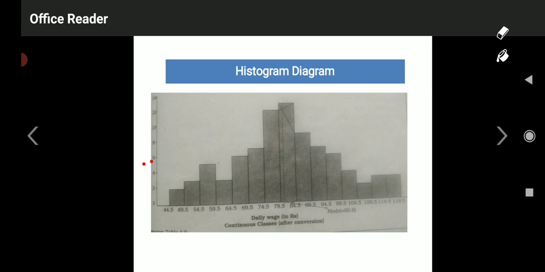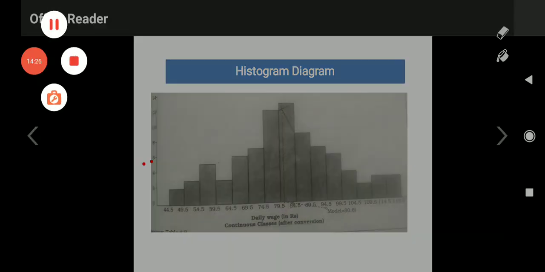And when we join the two ends of the maximum frequency, we get the exact dotted line. The dotted line shows the mode, that is 80.8. They have written 80.6, but according to the calculation it must be 80.8. So this is the way of calculating the mode from the histogram. Hope you understood, my dear students. This is about today's class. The remaining part of the same topic we shall discuss in the next class. Thank you very much.